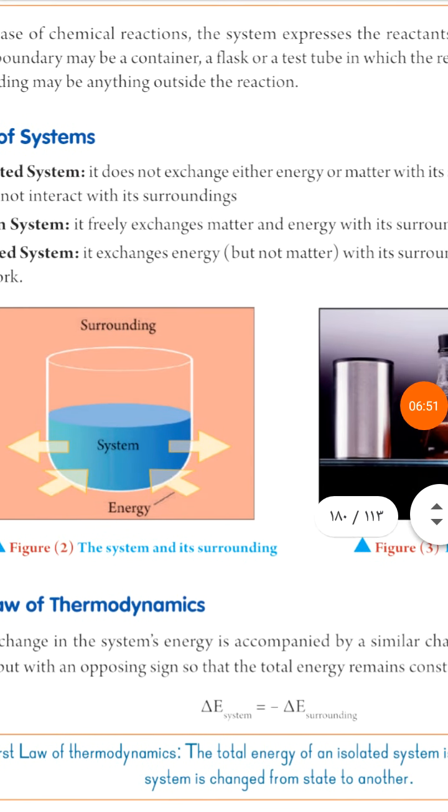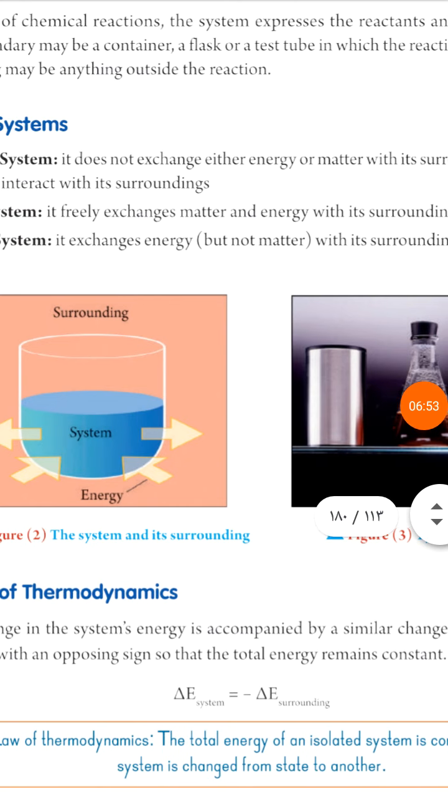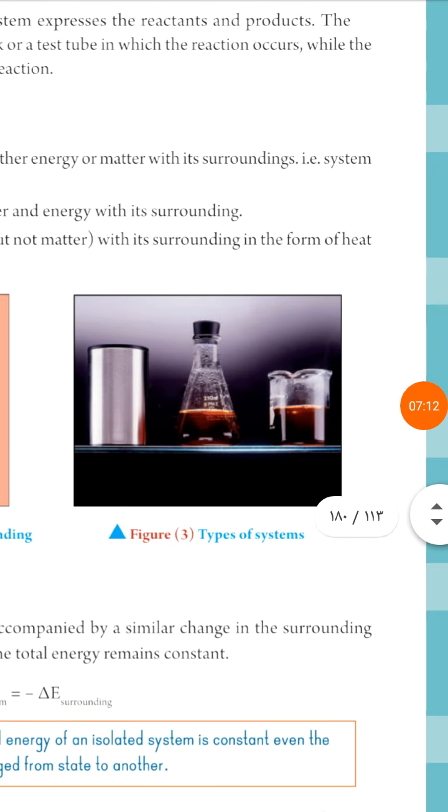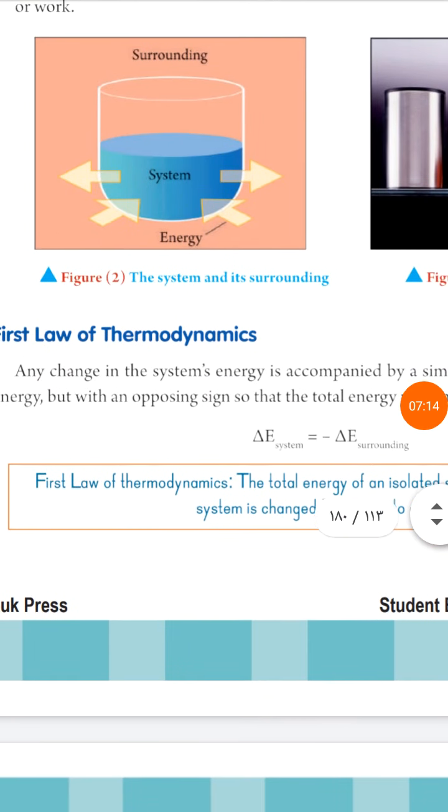Open system, such as a cup of tea, freely exchanges matter and energy with its surroundings. Closed system, such as a medical thermometer, exchanges only energy in the form of heat with its surroundings, but not matter. It exchanges energy but not matter with its surroundings in the form of heat.